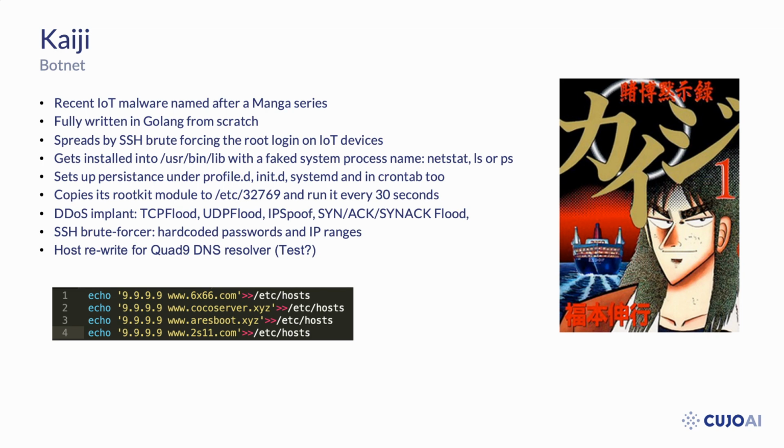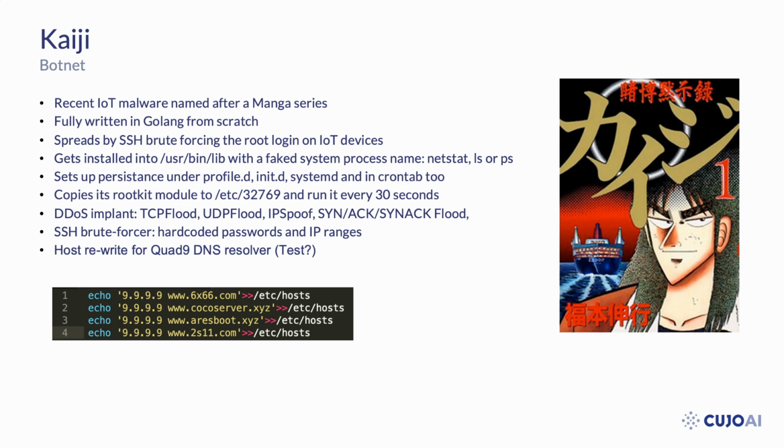It also had the capability to set up persistence under profiled, initd, systemd, and it would write itself into crontab too. Kaiji copies its rootkit module to a specific location and basically runs itself every 30 seconds. Attack-wise, it has a couple of implants, like DDoS implants. It had the capability to launch TCP flood, UDP flood, IP spoof, and specific other flood types.